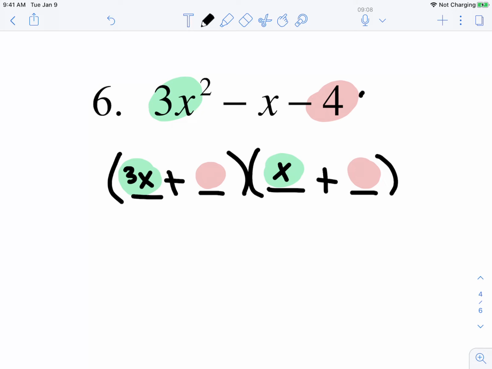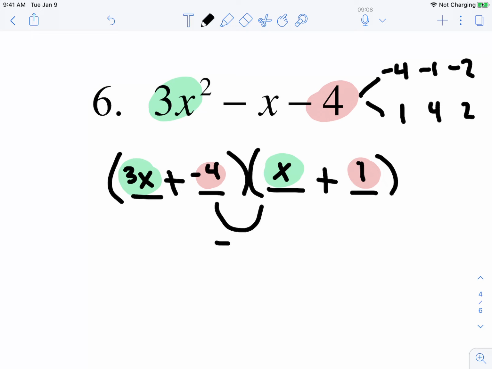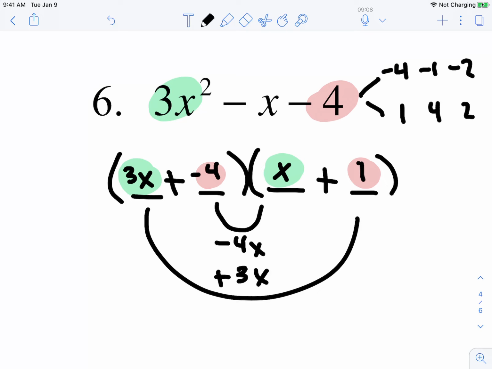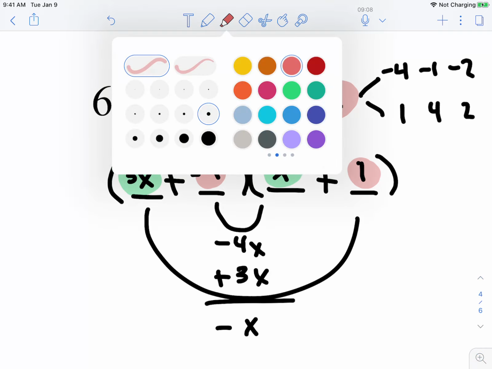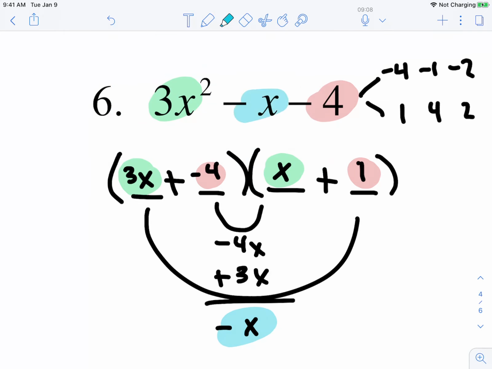And it's a negative, so I'm going to have either a -4 and +1, or a -1 and a +4, or a -2 and a +2. All right, so I am going to just pick the first one. I'm going to put a -4 here and a 1 here. It may or may not work. When I go to check it, I get -4x, and here I get a +3x. When I add these up, I get a -x, and I picked correctly, so I don't need to erase anything because that matches the middle term.